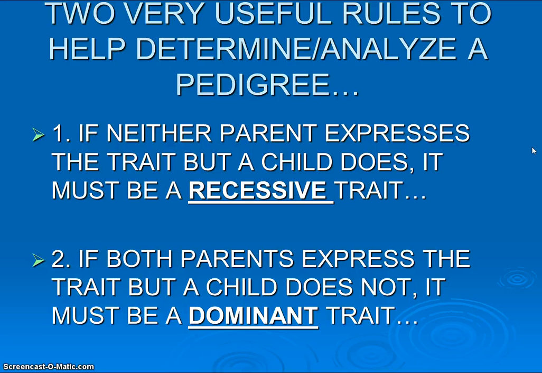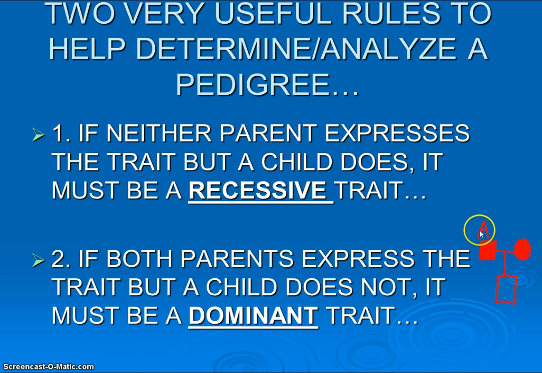Our other trick that's very useful, that if we ever see it, is down here at the bottom for number 2. And it's kind of the opposite. If you ever see a case where both mom and dad have it, they express this trait, whatever it may be, and they have a child who doesn't show it, then it must be dominant. And the reasoning is the same.